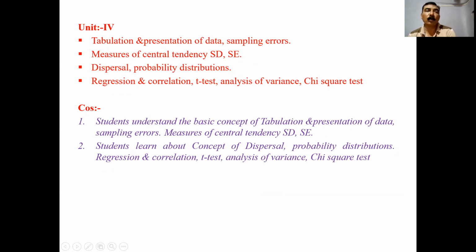Then unit number 4, it is biostatistics. If a student knows about the statistics, how to take out the tabulation, how to present the data, how to present a particular sampling error. So measure of central tendency, SD, SE, dispersion, probability, distribution, all it is included in the biostatistics.